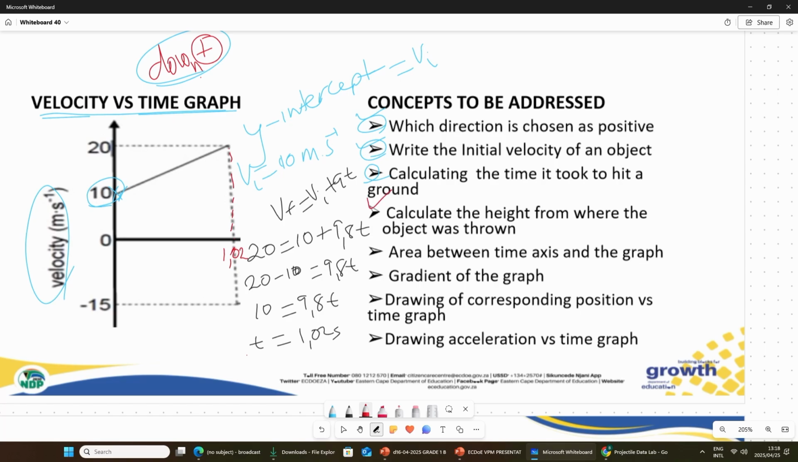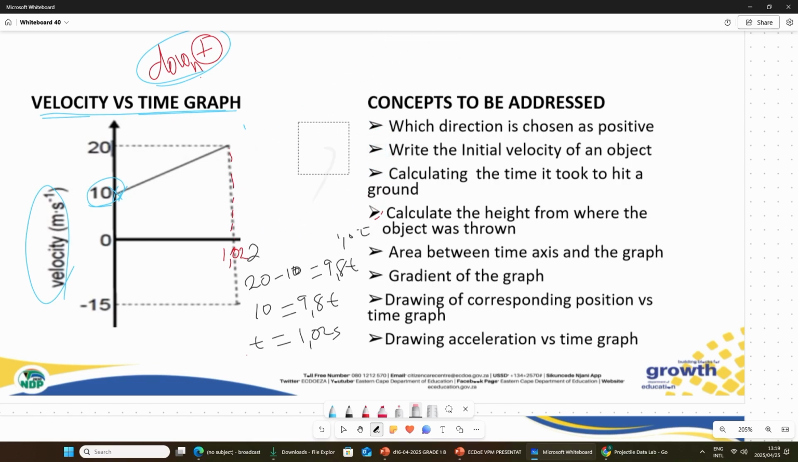Now, calculate the height from where the object was thrown. From this one, you have two options. Remember, once you are given the velocity versus time graph, you can calculate the height using the equation of motion, or you can use the graph to calculate the height again.